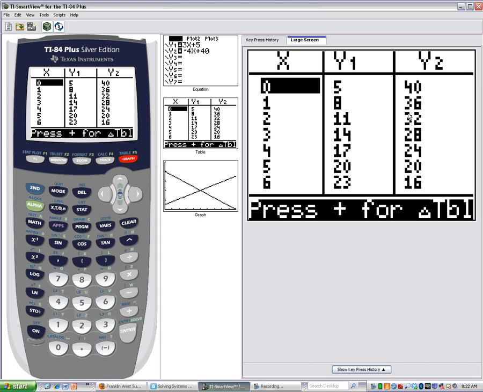5 and 40 aren't the same. Oh, look, right here. They're both 20. So that means my two y's are equal, which is what we're looking for, and that happens when x is 5.